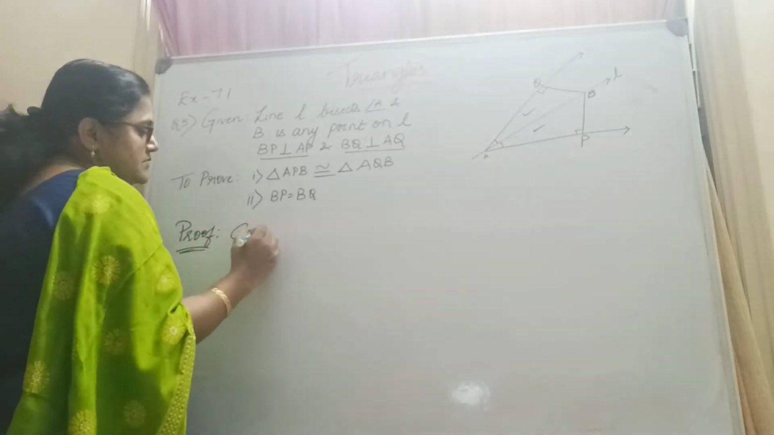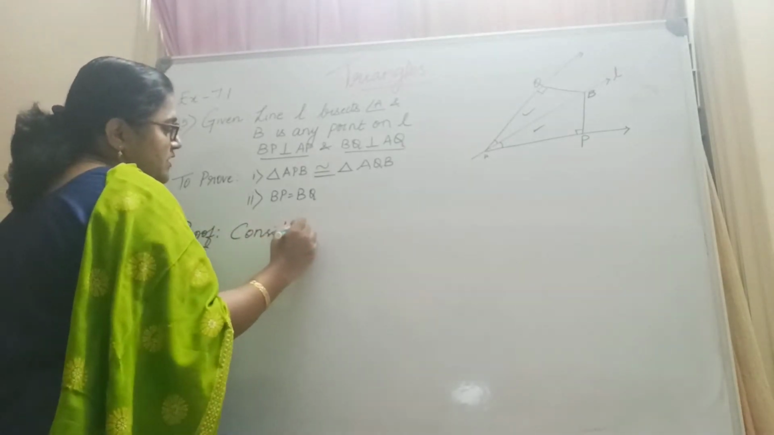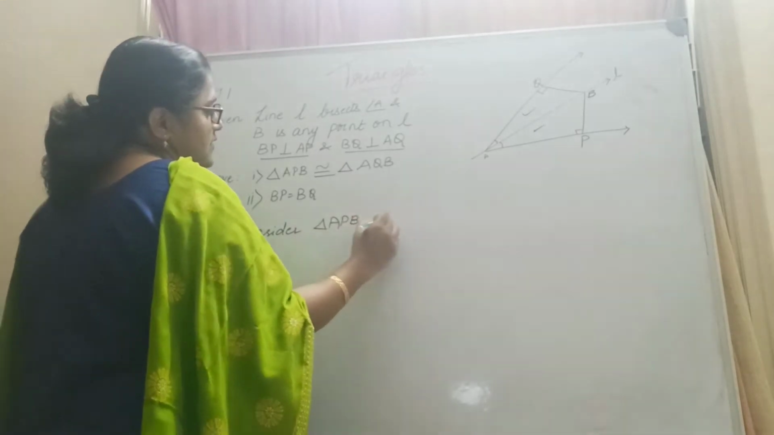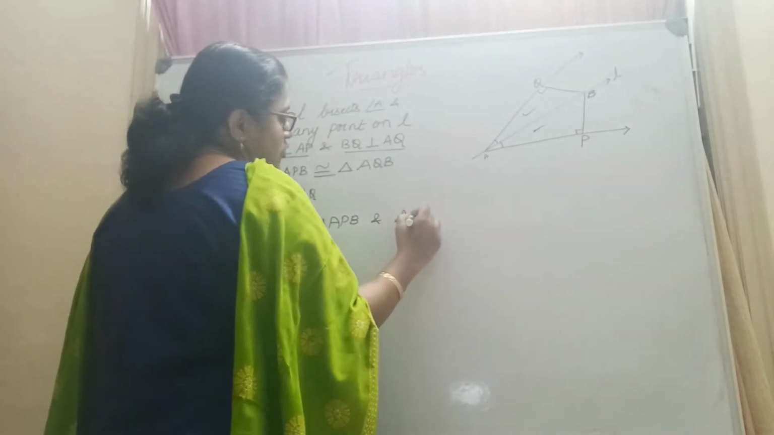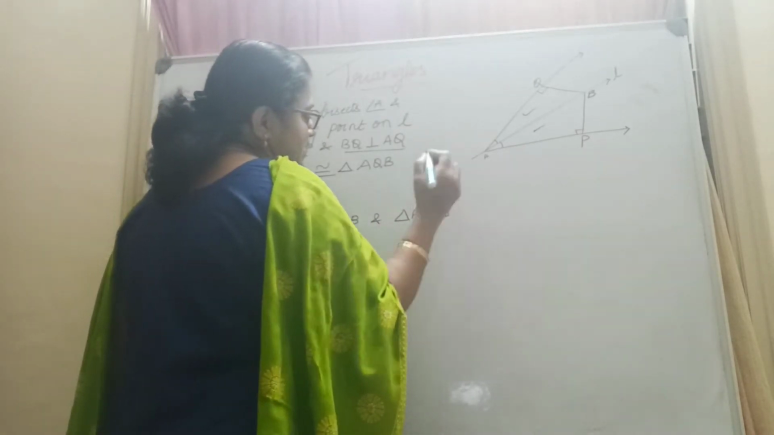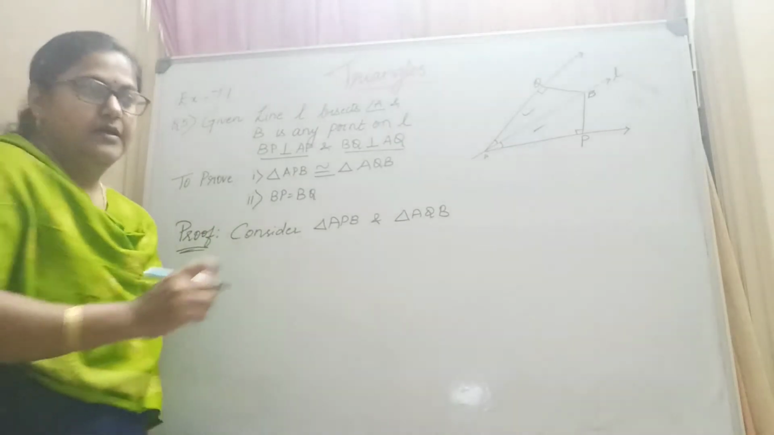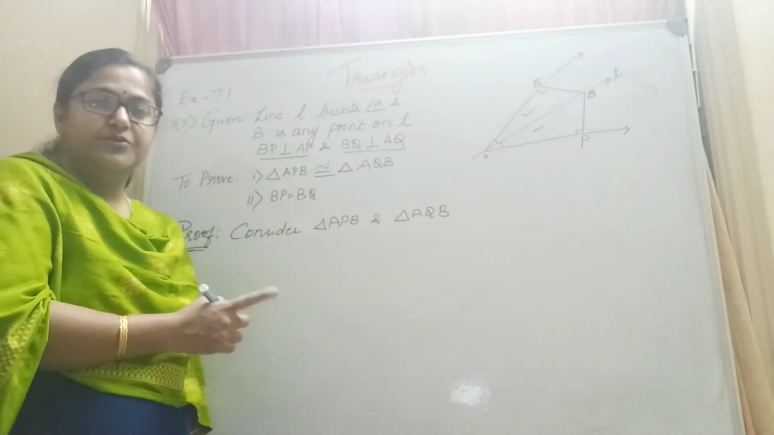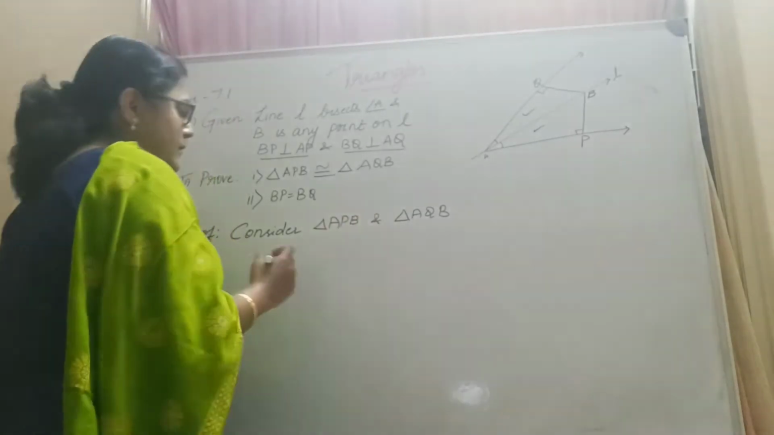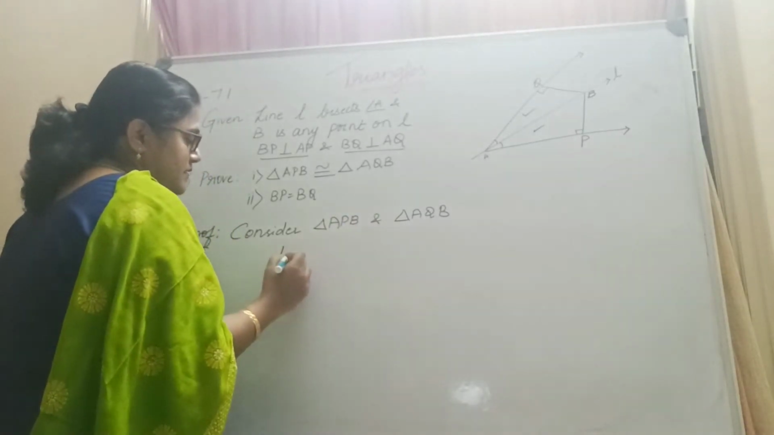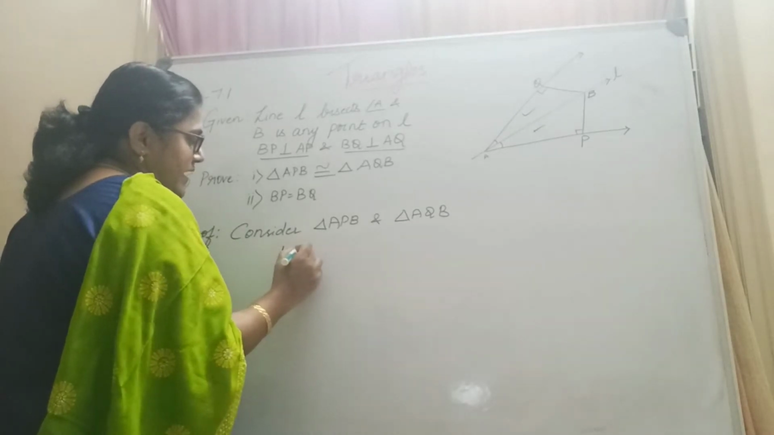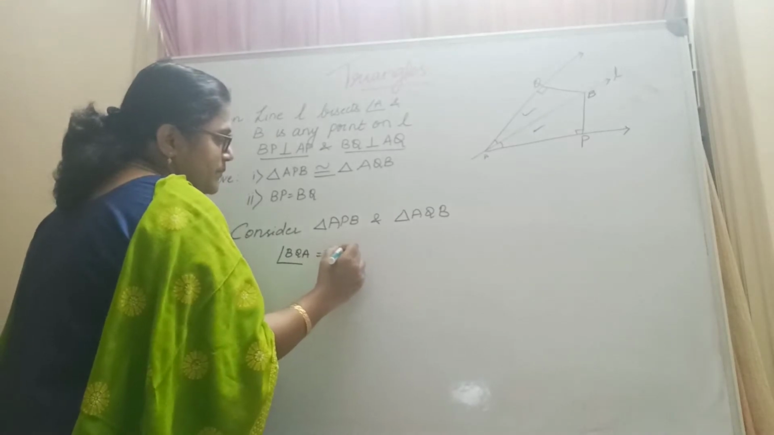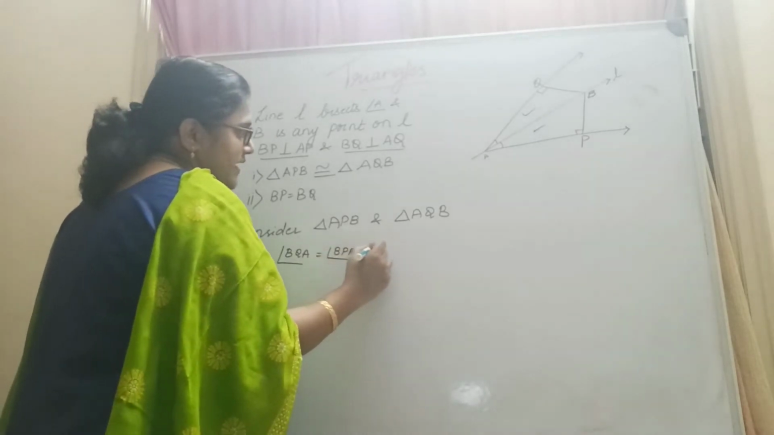Consider triangles. We are going to prove that triangle ABP and triangle AQB are congruent. So the same two triangles we will take into consideration, the triangles which we are going to prove as congruent. Now, angle BQA is equal to angle BPA, which is equal to 90 degrees.